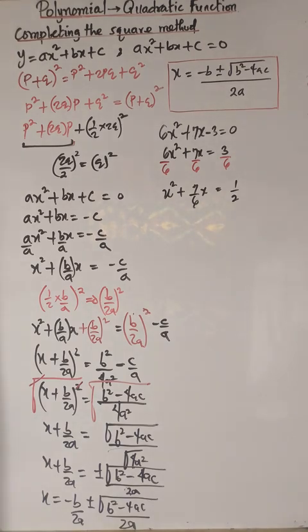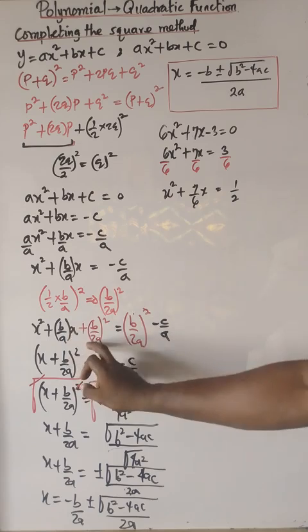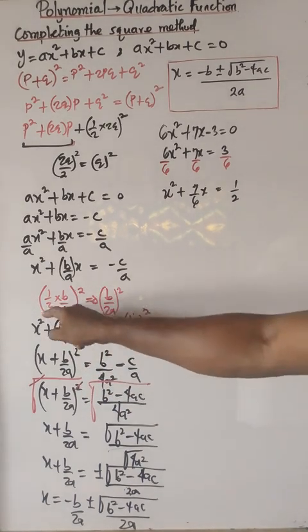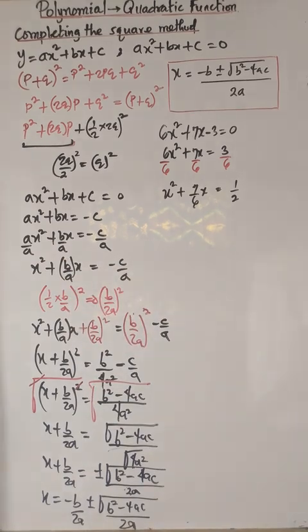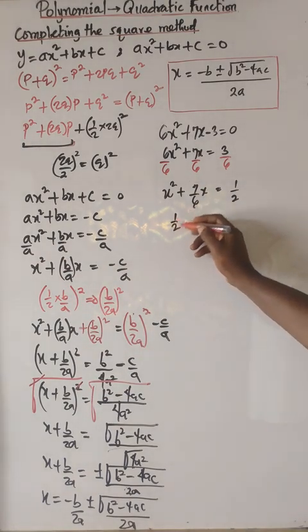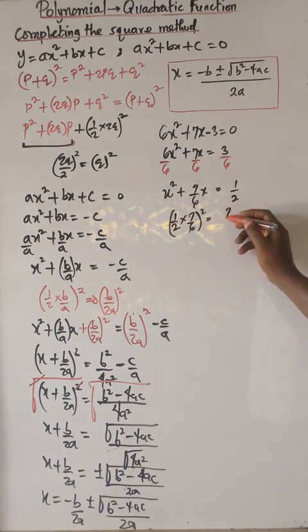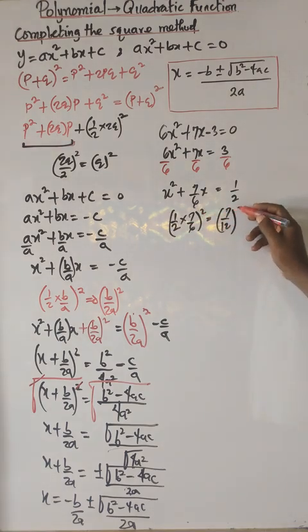Now what next? This square is incomplete, so we need to complete the square. Same method here. We add to both sides. What are we adding? This fraction. Now what is this fraction? The square of half the coefficient of x. Now the coefficient of x is 7 over 6, so we look for half of the coefficient, then we square it. And that's actually 7 over 12 all squared. So this is what we are adding to both sides.